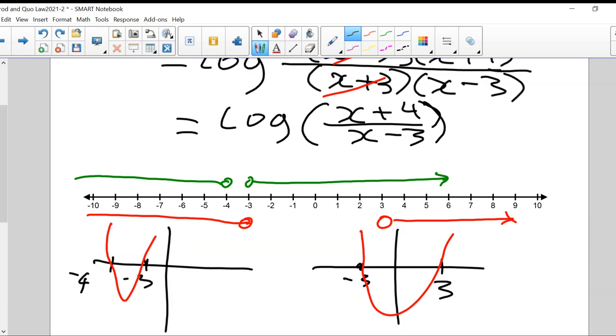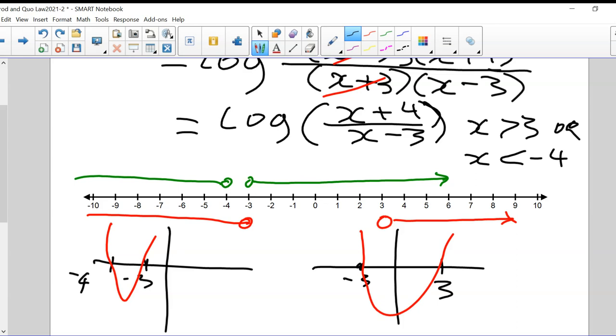The answer is that x has to be greater than, what is it now? Greater than 3, or x has to be less than minus 4. So you see what I'm saying, Harish? Both of those things have to be true. I have to be less than minus 4, or I have to be greater than 3. Harish, is that okay with you? Do you see that? Okay.